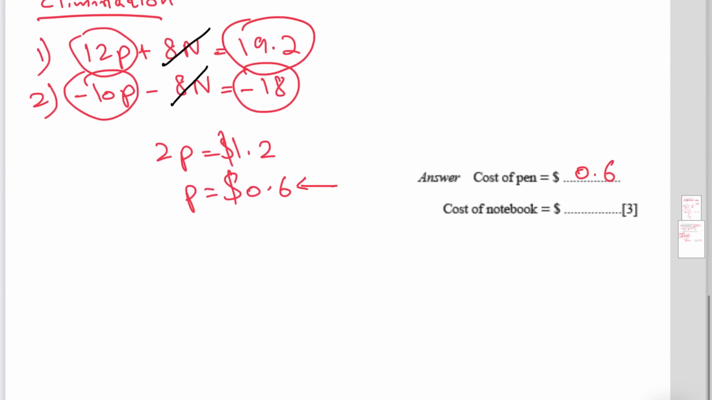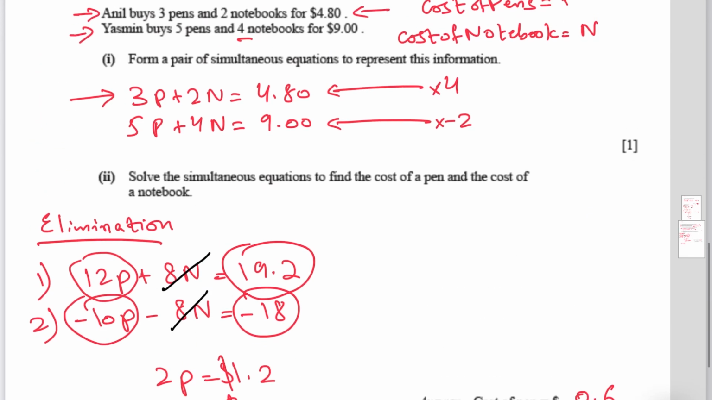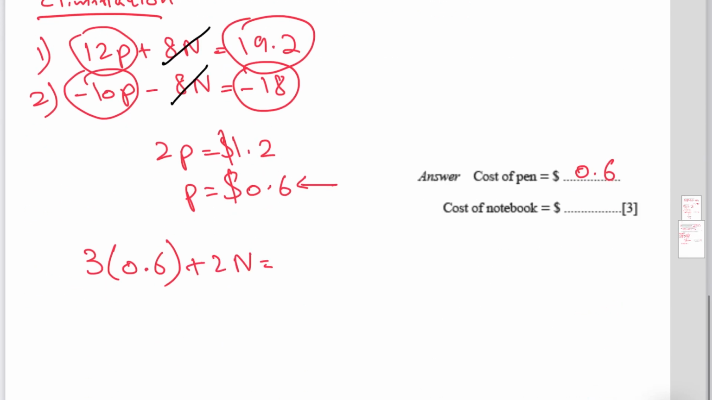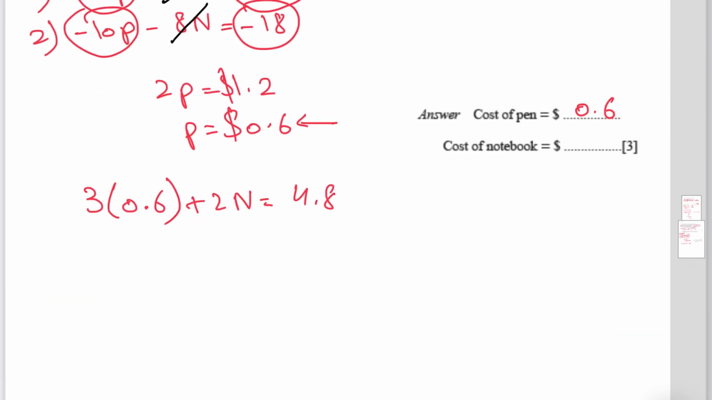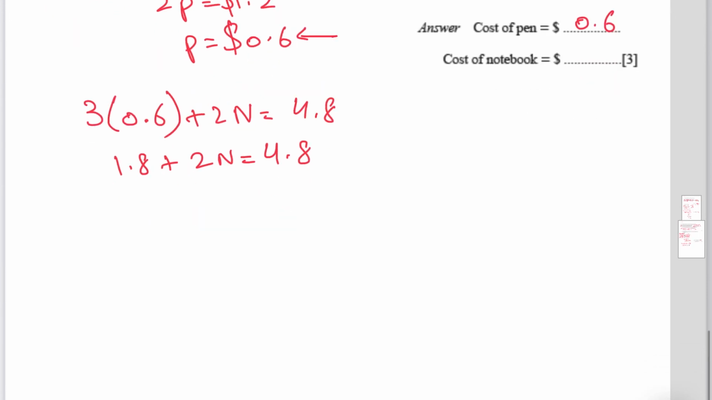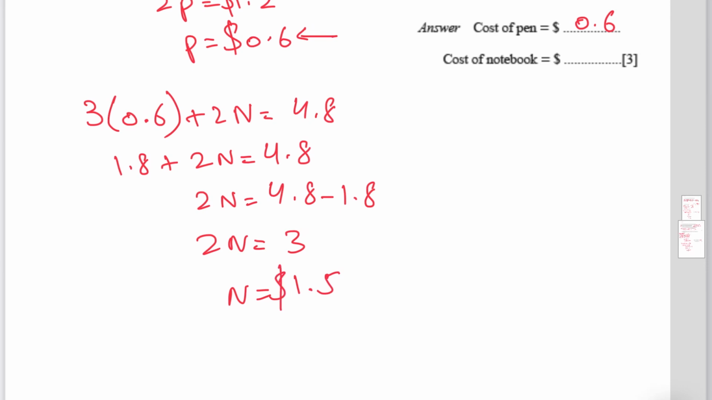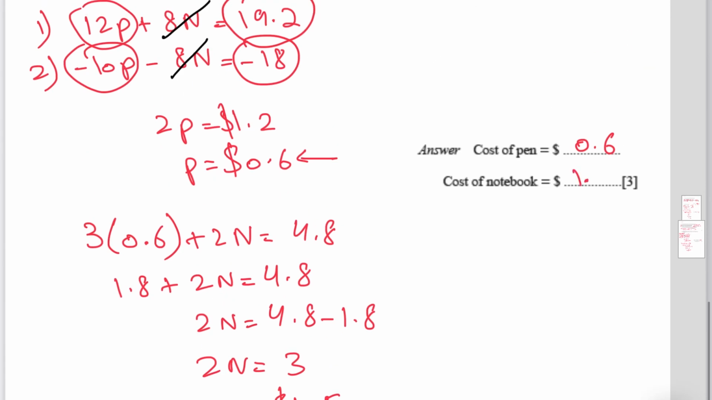So the cost of a pen is 3 and 0.6. So I multiply 3 by 0.6 plus 2n is equal to 4.8. Okay, let's start multiplying it. This multiplied by 3 gives us 1.8 plus 2n is equal to 4.8. Then I take the 1.8 to the right side and I do 4.8 minus 1.8. So I get 2n is equal to 3 and n is equal to $1.5. That means the cost of a notebook is $1.5.